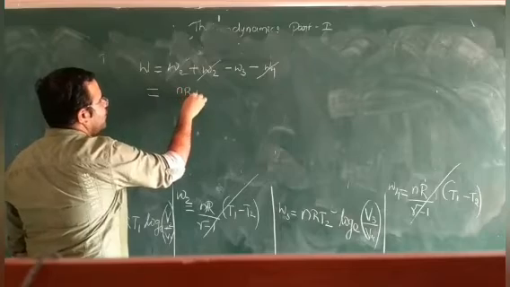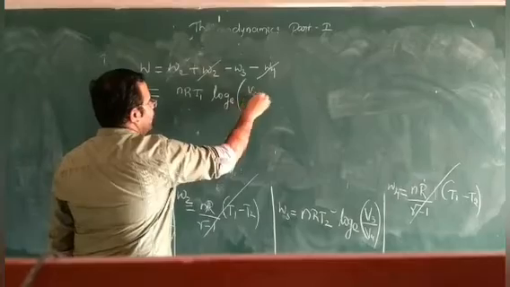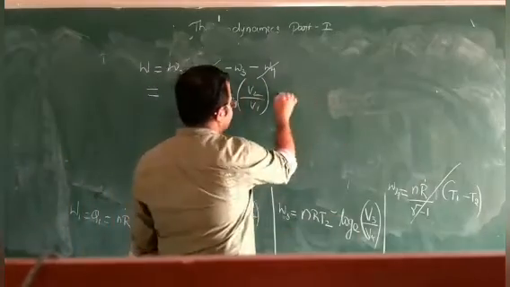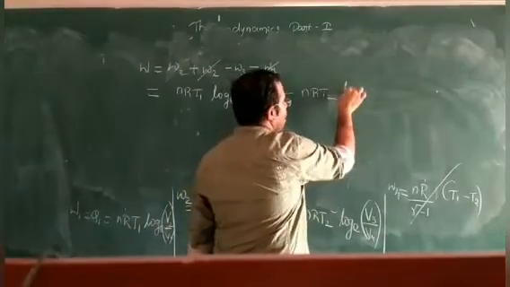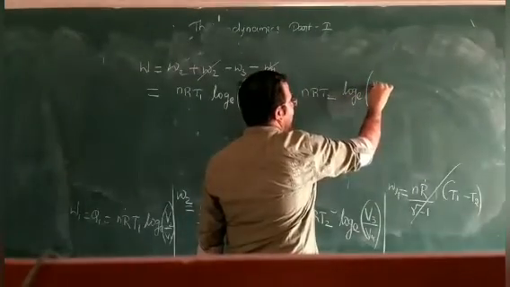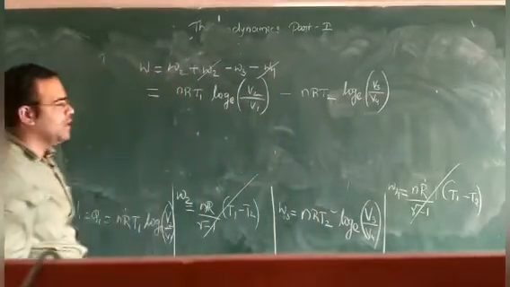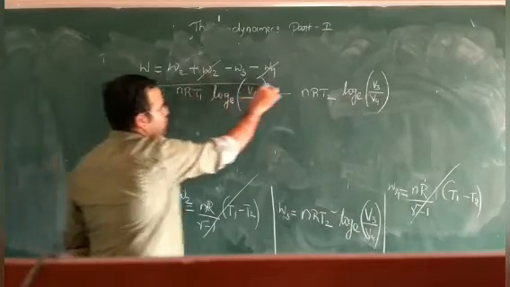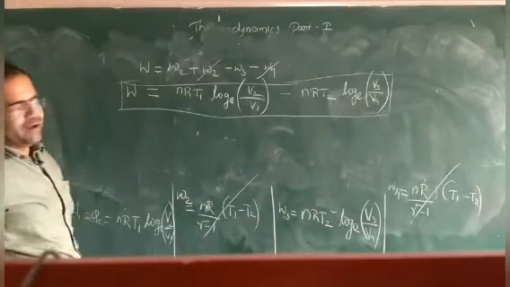Now we can write nRT1 log to the base e, thereafter V2 divided by V1. So it's the first W1 equation. And W3, that is given by nRT2 log to the base e, thereafter we can write V3 divided by V4. So this is the total equation, or the total amount of work done in the case of a Carnot engine. So this is the total amount of work done we observe.